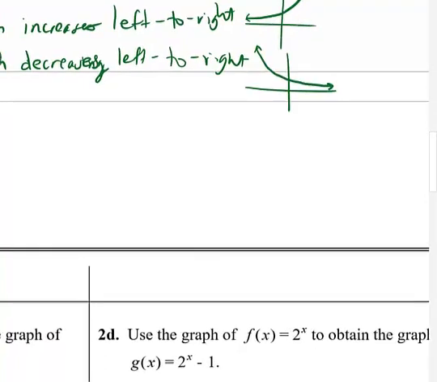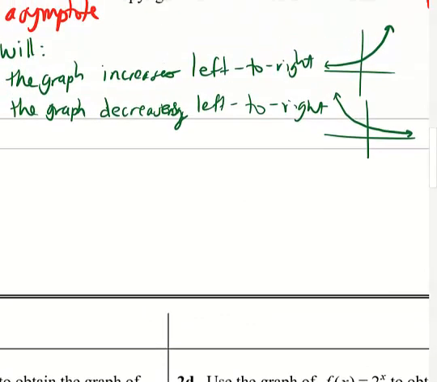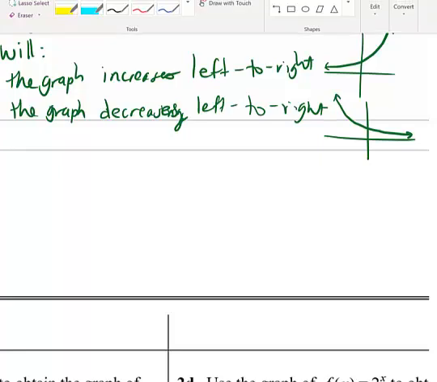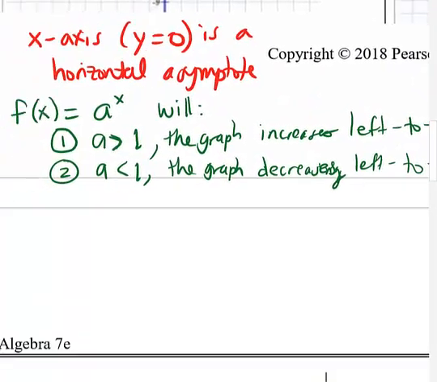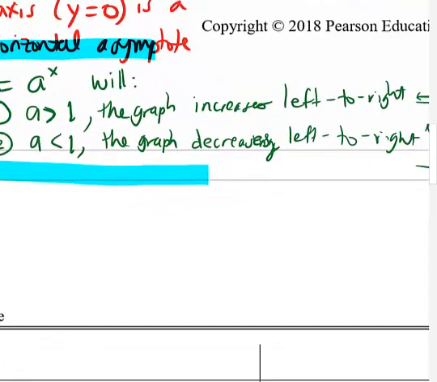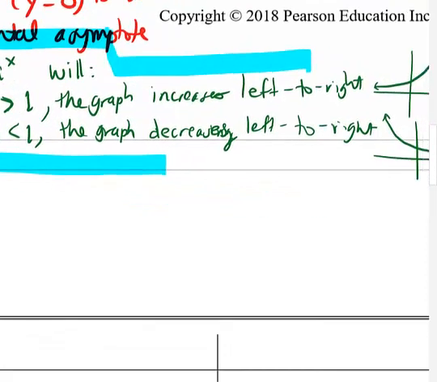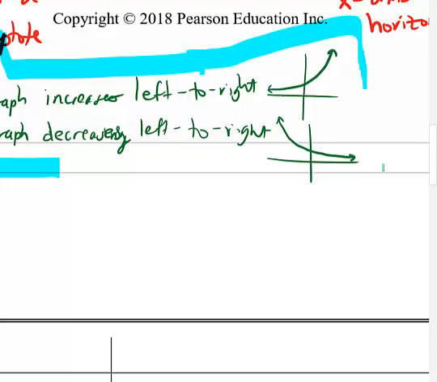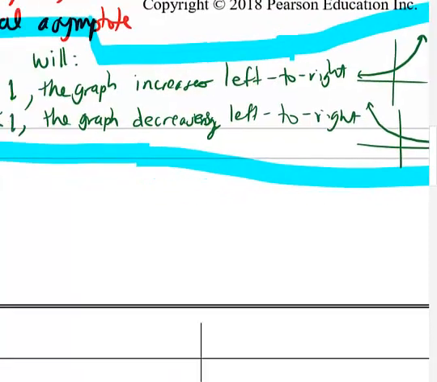You just got to say, okay, what's being raised to the power here? Is that going to be greater than 1 or less than 1? And then you can tell which of these two graphs it's going to look like. It always looks like one of those two, which helps. If you memorize those graphs, then you should never have to plug points in again, because we've already memorized it by now.